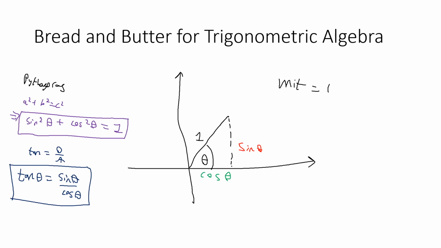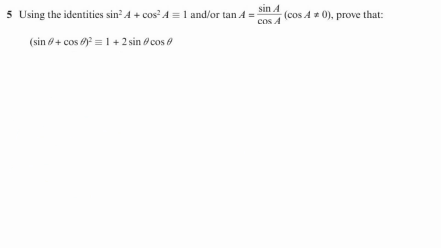Now let's learn how to properly use them. So using the identities sine squared a plus cos squared a is equal to 1 and tan a is equal to sine a over cos a, prove that left hand side equals right hand side. The first thing we're going to do is we're going to pick a side. I'm just going to pick the left hand side, right? And now what we're going to do is simply use a bit of trial and error to work out what the left hand side is equal to. We're simplifying it, so to speak.